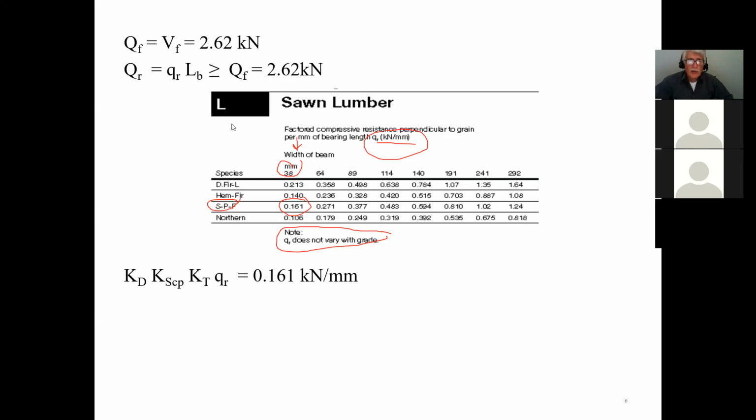In other words, you should take the VF value that you calculated when you did your analysis, which is this value here, and then modify your QR value according to the modification factors for the force being applied perpendicular to the grain. So what I do is simply take the values in the table and multiply them by the factors that will affect the QR value, which is the simplest thing to do.